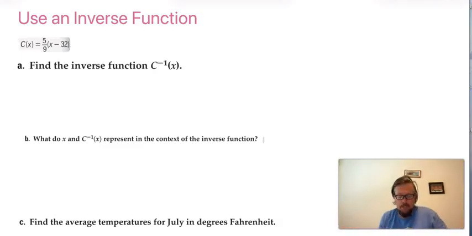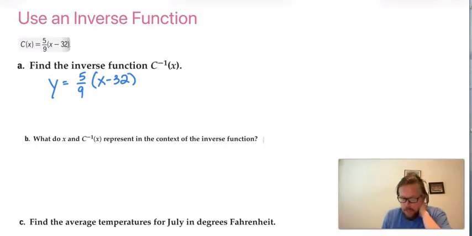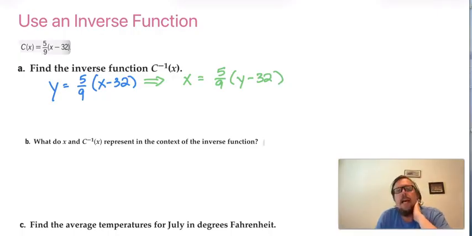So first thing we're going to do is replace the C of x with y. So we're going to do y equals 5/9 (x minus 32). And then to find an inverse, we switch the x and the y. So we're going to rewrite this as x equals 5/9 (y minus 32). And now we're going to solve for y.